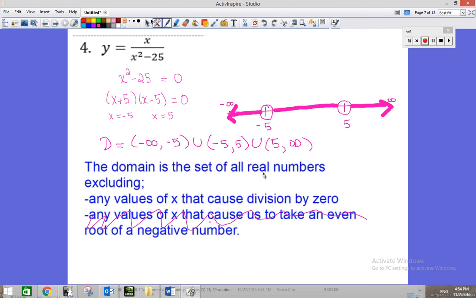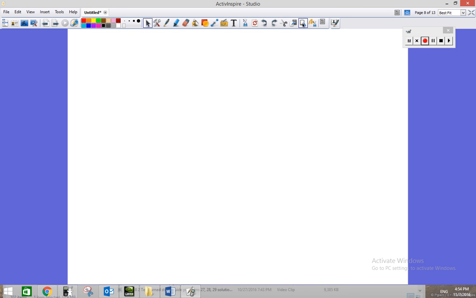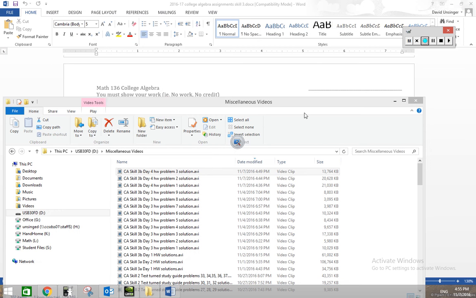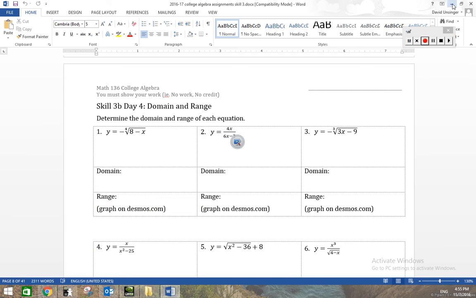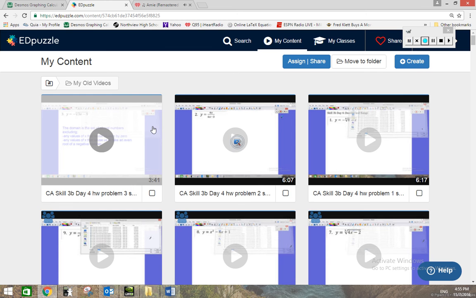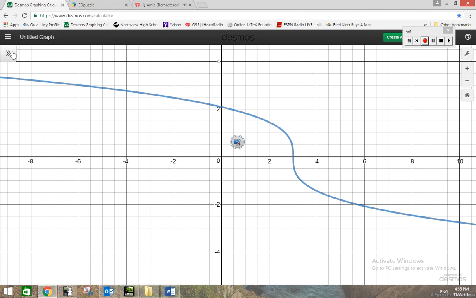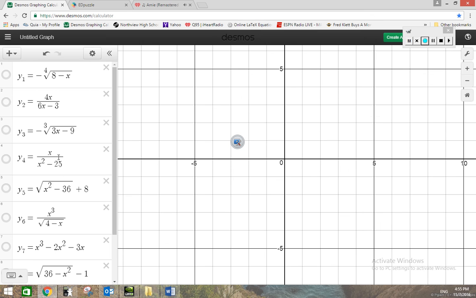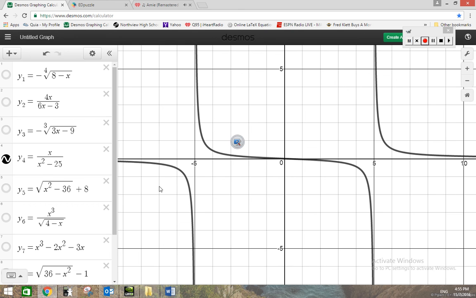Now, to figure out the range, I need to look at the graph. This is especially hard because I don't have a standard parent function to identify, to think of transformations to the right, to the left, up, down. So I'm just going to have to look and see what it is and hopefully identify what the y values are from the picture of the graph. I've keyed these in ahead of time. So for problem 4, I have x divided by x squared minus 25. Let's take a look at it.